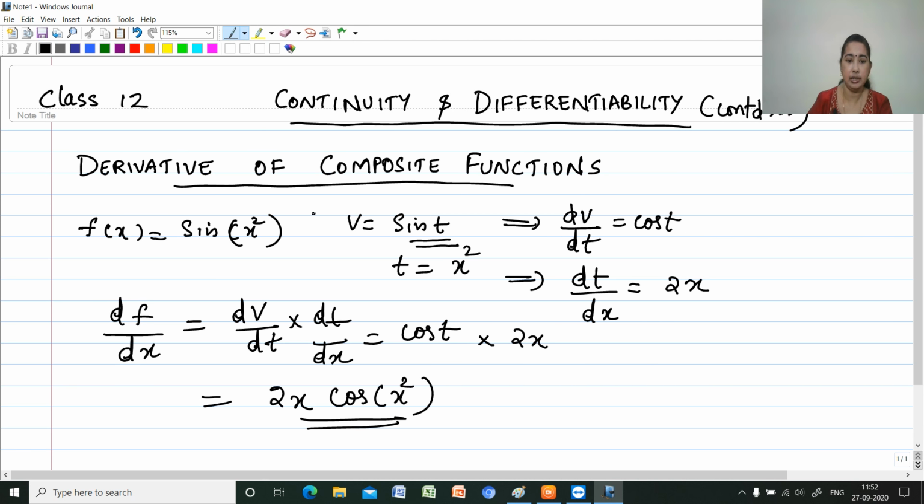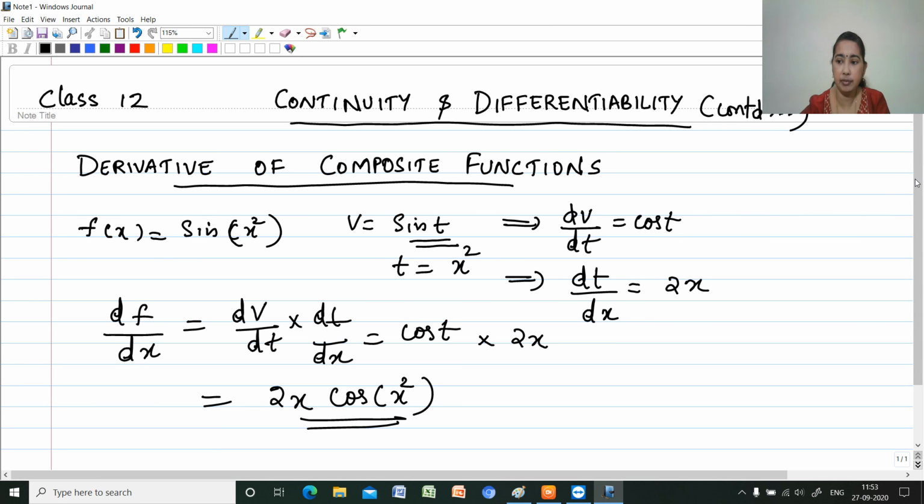So chain rule means we have to take it as two different functions. That is, sine of x square can be made into two different functions: sine t and t equals x square. Differentiate them separately, then find the product. We will get df by dx.